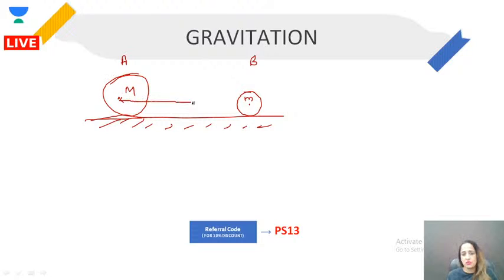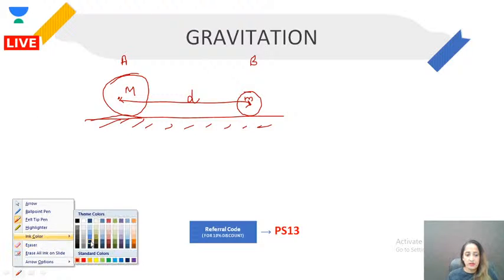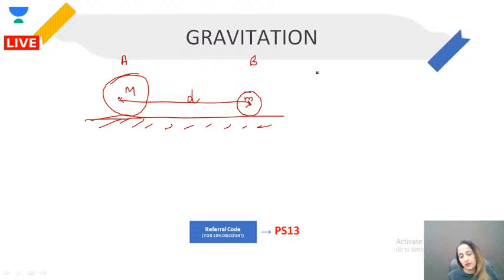Let's consider it's a round ball, and this is the distance d between these two balls. Now, with what force are these two balls attracting each other? This force is directly proportional to the mass m of the bigger ball and m of the smaller ball. It means if they have more mass, then they will attract each other with a greater force. If they have less mass, they will attract each other with a lesser force.